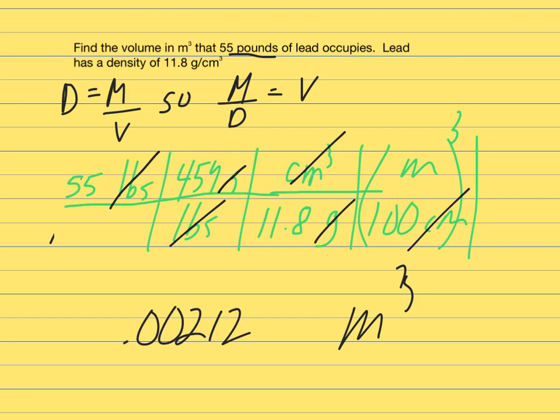So using my calculator, I found out that 55 pounds of lead having a density of 11.8 would occupy a volume of 0.00212 cubic meters. Using significant figures, or accuracy, I see that 55 only has 2 places of accuracy, so my final answer is going to be 0.0021 cubic meters.